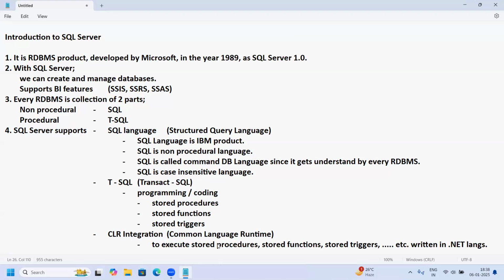So what did you say? CLR integration by default is what? It is disabled. Let me write that point as well. By default, it is disabled.